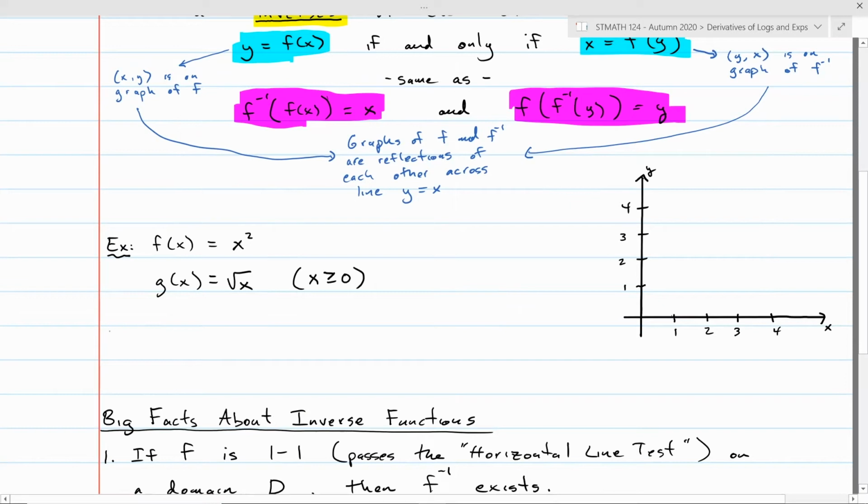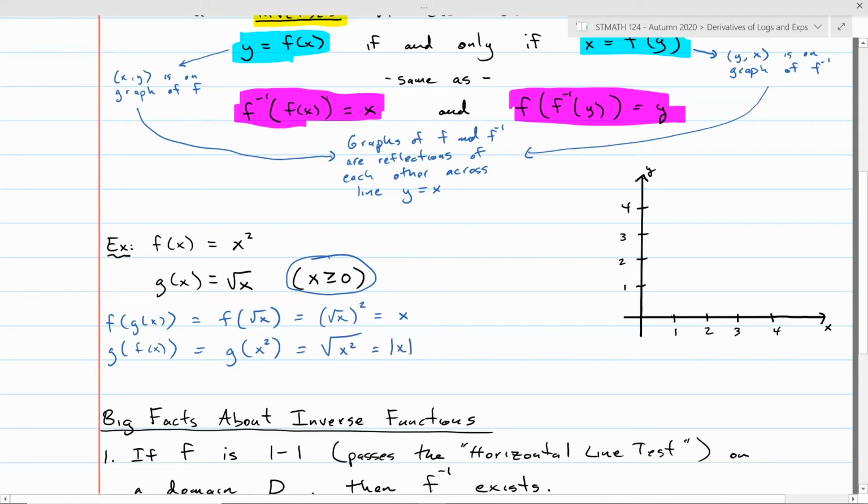For example, if I do f of g of x, that's f of square root of x, and the f function squares things, so you get square root of x squared, and that's just x. And here it's understood that x is greater than or equal to 0. Same thing if you do g of f of x, that's g of x squared, and that means to take x squared and take the square root of it. That actually equals absolute value of x, but again, we've assumed that x is greater than or equal to 0 here, so that just comes out to x.